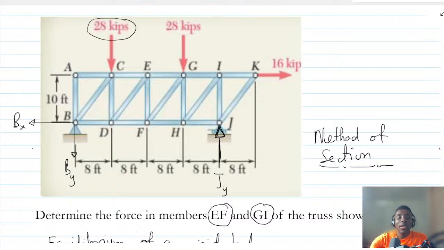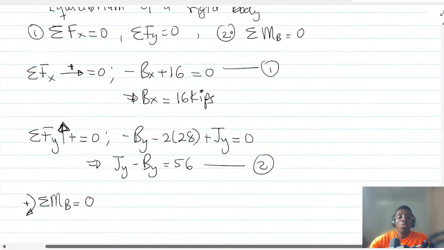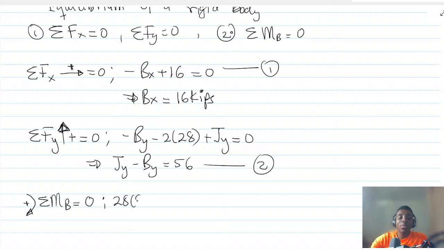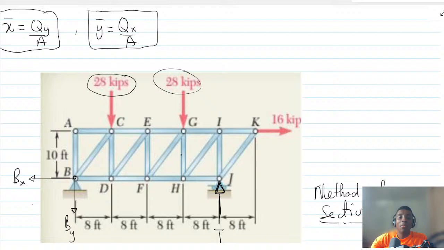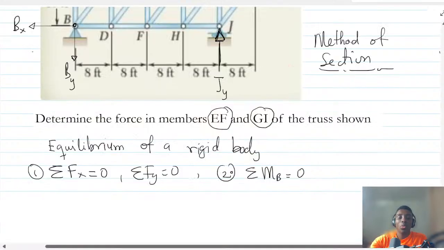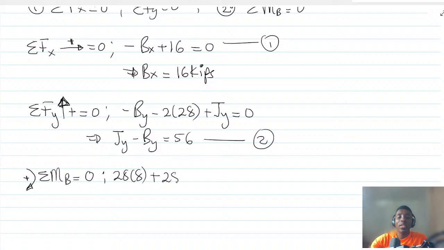28, and the moment arm is 8. Now watch this. This 28 kips is going to cause a movement in the clockwise direction about point B. So 28 multiplied by 8, and then the same 28 will cause clockwise, but the moment arm will be 8 plus 8 plus 8. So 8 times 3, which is 24. So plus 28 times 24.